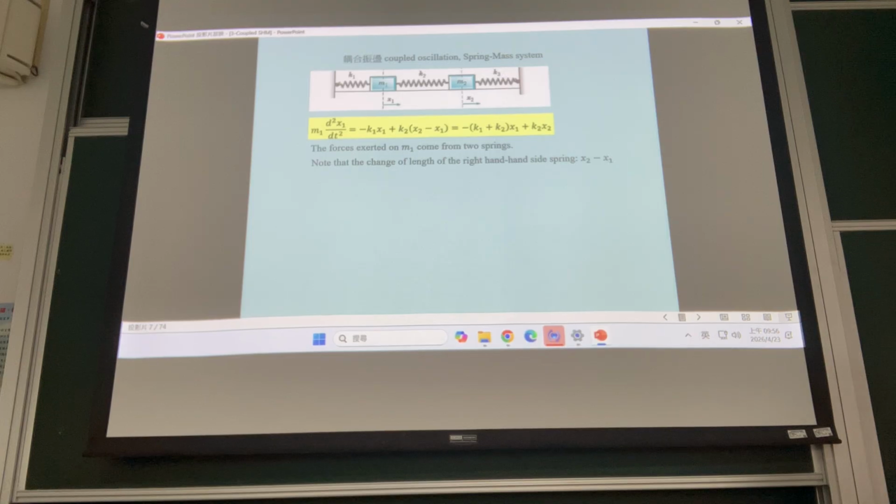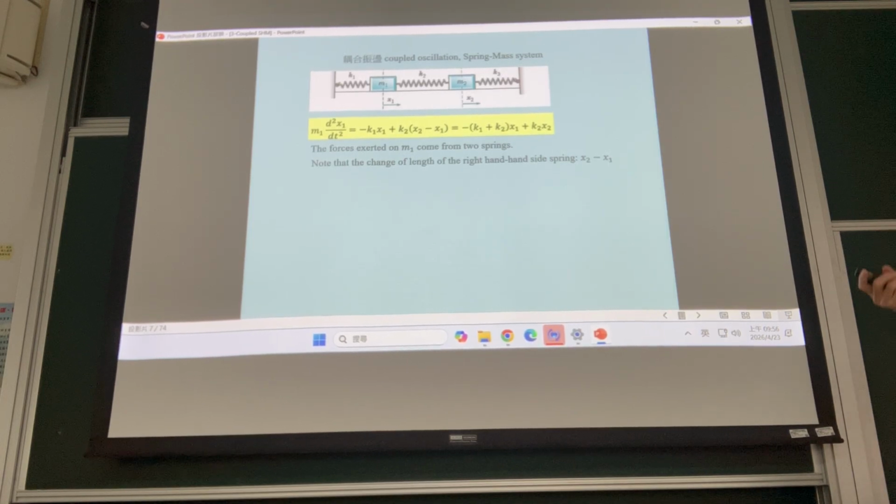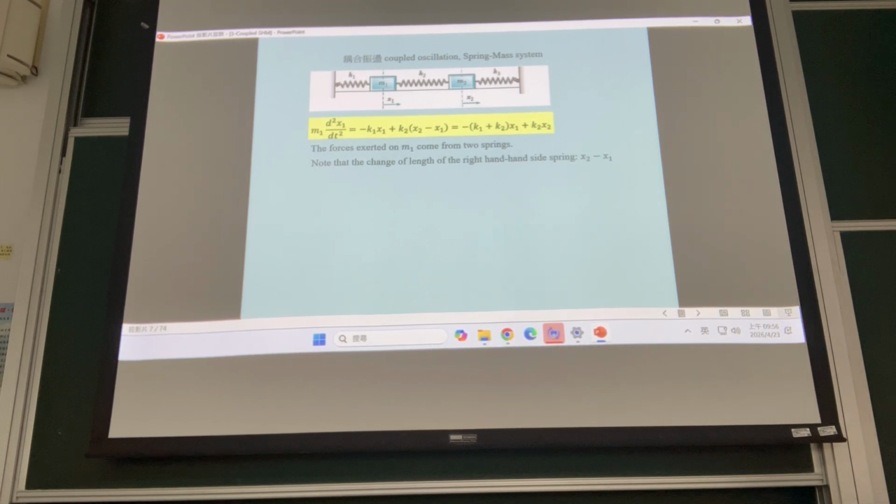Is that okay? Very simple manipulation, and it is easier this way. Any question? Raise your hand.